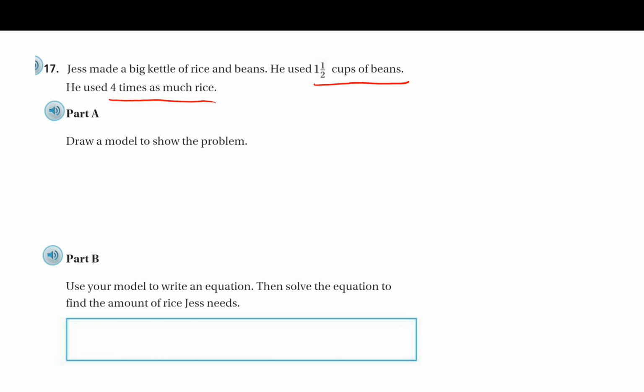So we're going to draw a model. So the two things we're comparing here are rice and beans. So I want to have something to represent the rice and something to represent the beans. He used 1.5 cups of beans, so that's represented by 1.5. Let me make that a little bigger, a little more clear. 1.5. And then the rice, he used 4 times as much rice. So to represent the rice, we're going to take the same amount that we have for the beans, and we're going to do 4 of those.